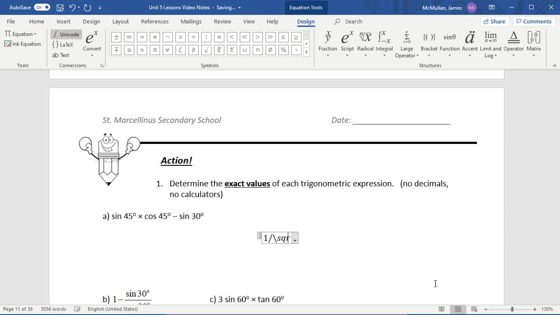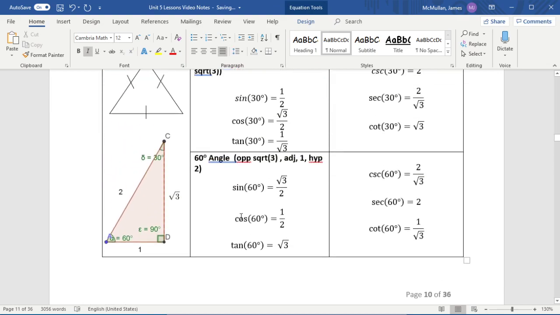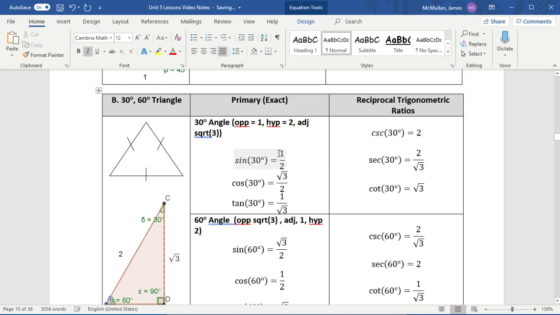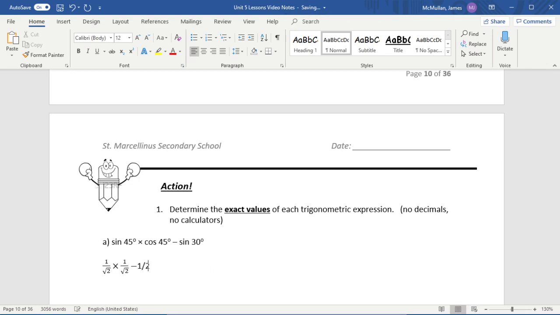I know, for example, that sine 45 is 1 over root 2, right? And I know that cos 45 is also 1 over root 2. Okay, and then I'm supposed to subtract sine 30. Okay, let's say I forgot sine 30. I go back up here, I check my exact value. Sine 30 is 1/2. So I go down here, I go subtract 1/2.